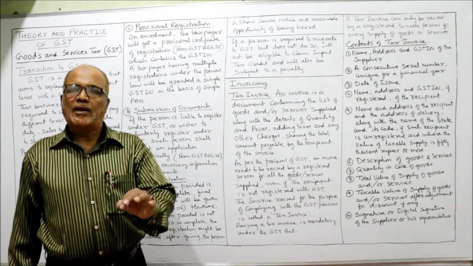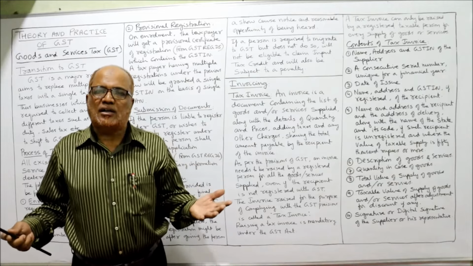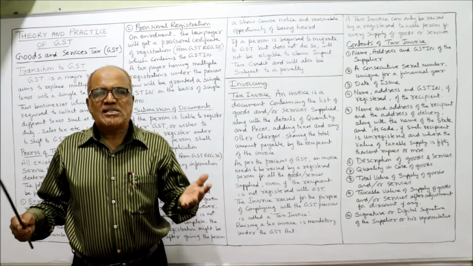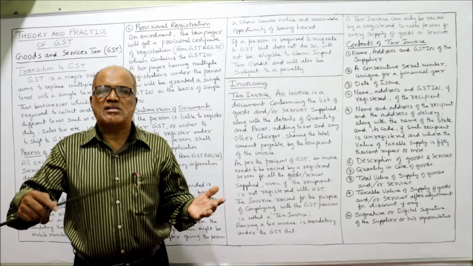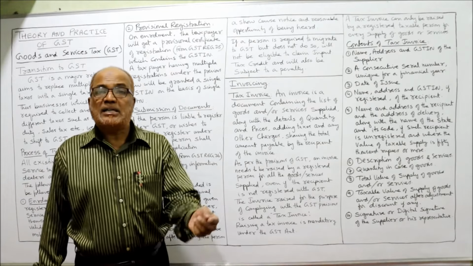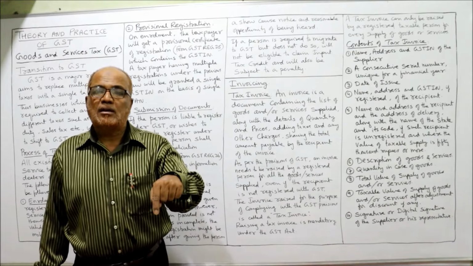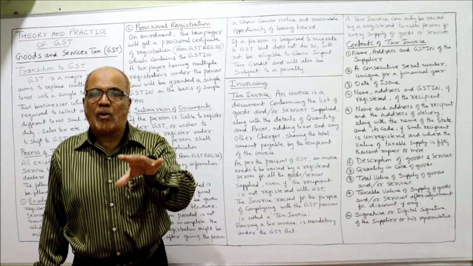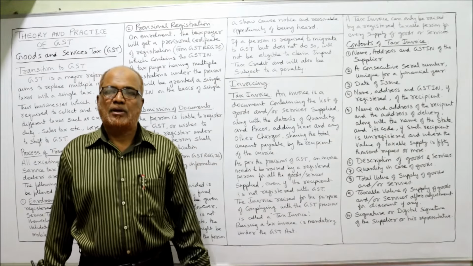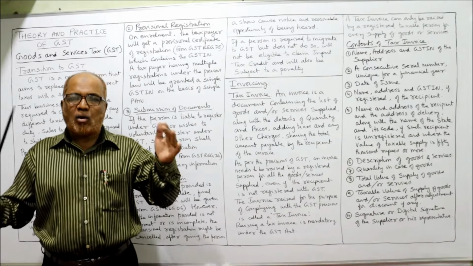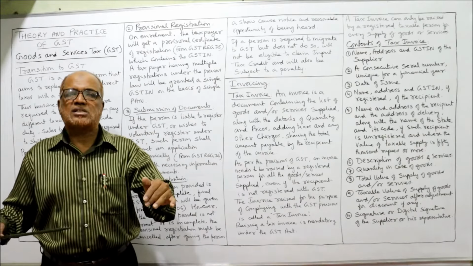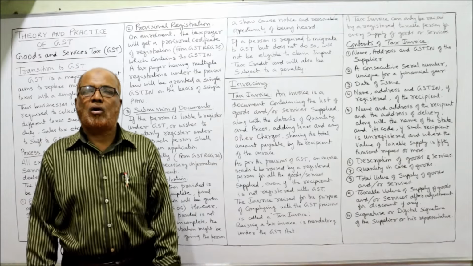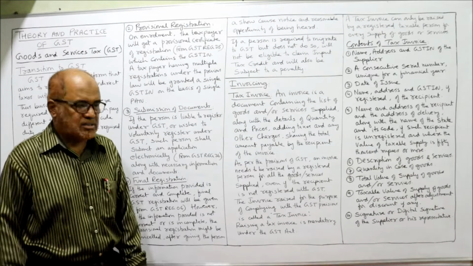Now, the invoice raised for the purpose of complying with the GST provisions is called a tax invoice. Invoice is a general term. Invoice is any document which is given by the supplier to the recipient. But a tax invoice means the invoice which is prepared according to the provisions of GST. So any invoice prepared according to the provisions of GST will be called a tax invoice.